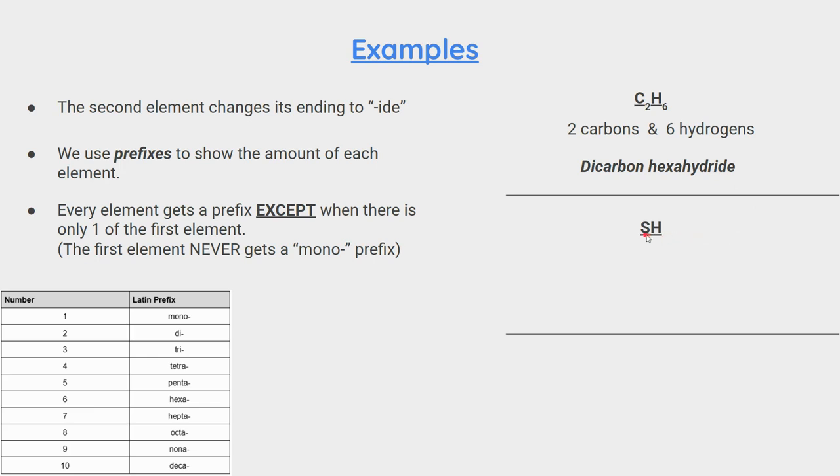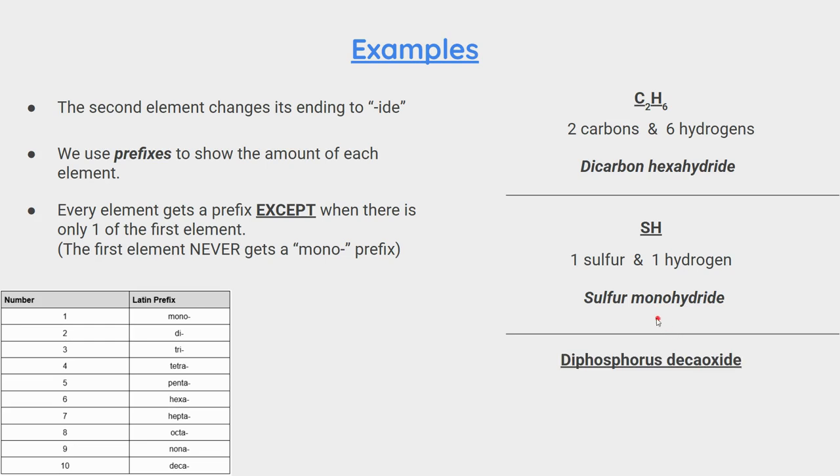Another example would be SH. We have 1 sulfur and 1 hydrogen. Remember that no number next to our element means 1. Now, because we have 1 of the first element, it doesn't get a mono. It doesn't get that prefix for 1. It's just sulfur. But the second element does get the mono prefix. Because there's 1 hydrogen, it's monohydride. Remember, we changed that ending to "ide."